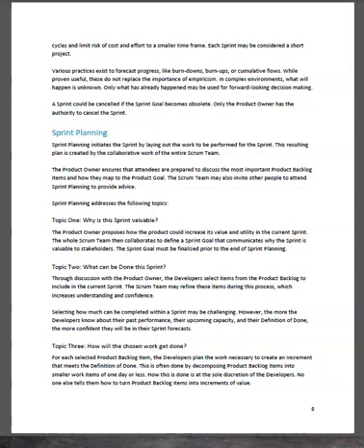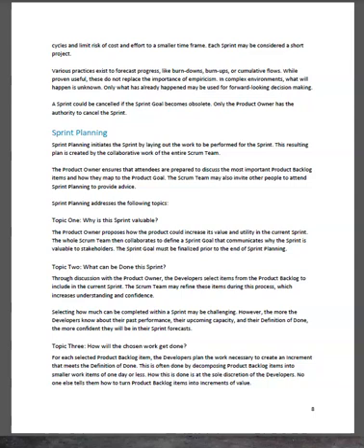Sprint planning. Sprint planning initiates the sprint by laying out the work to be performed for the sprint. This resulting plan is created by the collaborative work of the entire Scrum team. The product owner ensures that attendees are prepared to discuss the most important product backlog items and how they map to the product goal. The Scrum team may also invite other people to attend sprint planning to provide advice.